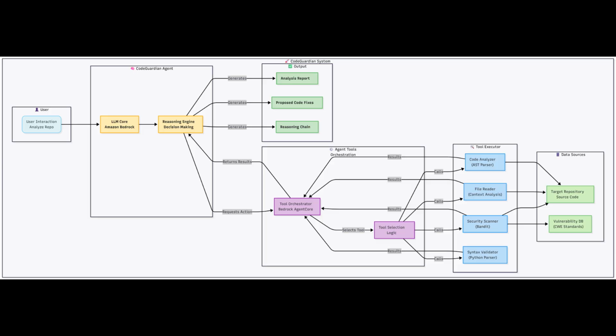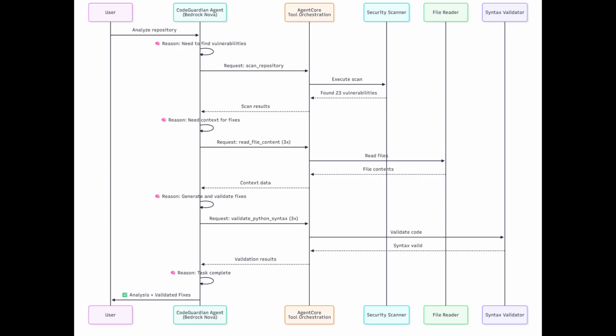We have four primary tools available. The security scanner, integrated with Bandit, identifies potential issues. The file reader fetches source code from the target repository to provide context. The code analyzer, using AST parsing, helps the agent understand code structure. And the syntax validator checks the correctness of proposed code fixes.